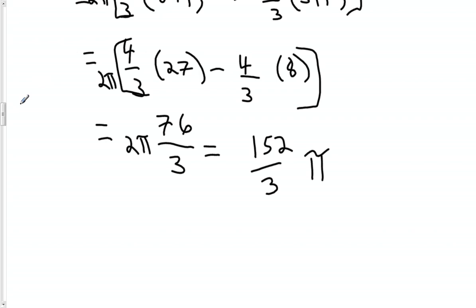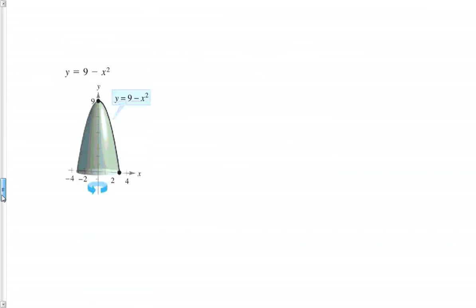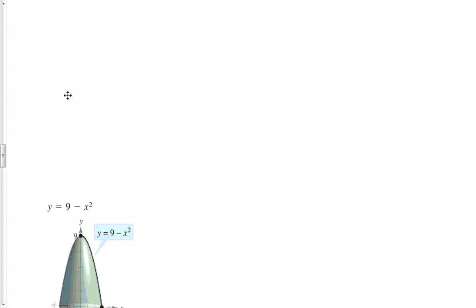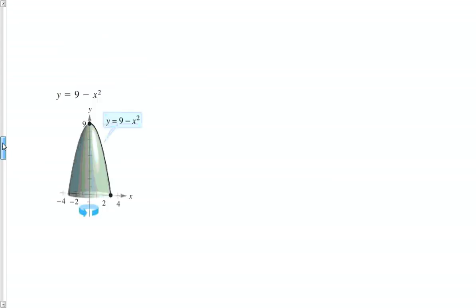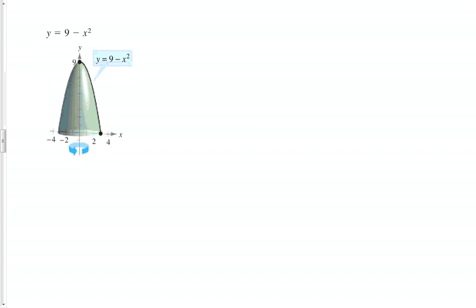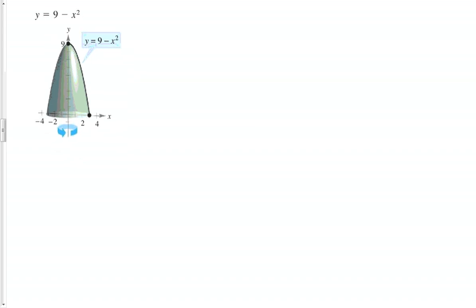Okay. Now let's take a look at one that has a vertical axis of revolution. Let's take a look at this function right here: y equals 9 minus x squared, which is a parabola, and we're going to try to find the area of the surface. The first thing we want to do is get everything in terms of y, because we know we're going to be using the formula where the axis of revolution is vertical.